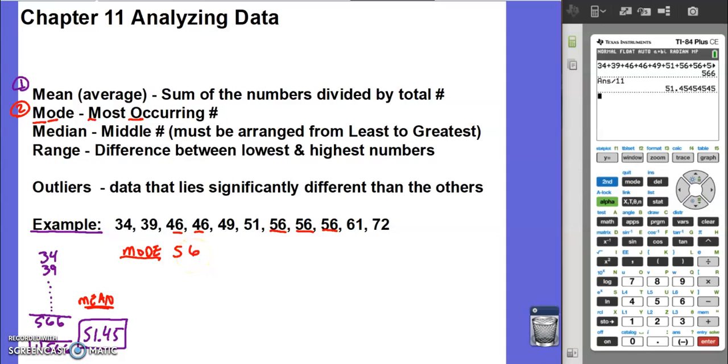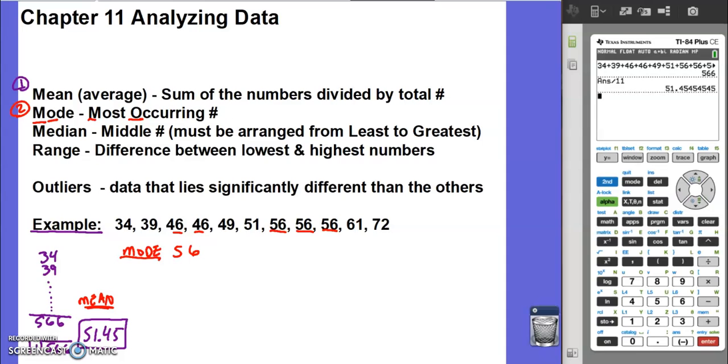There is no calculating to that. It's just a number. You just have to notice what number occurs the most. And again, if 46 occurred 3 times as well, you could say, hey, 46 and 56 occur the most, or you could just say there is no specific number that occurs the most.